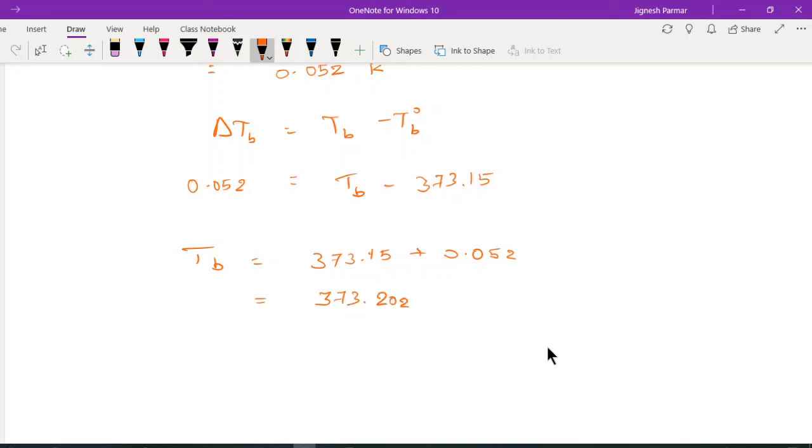So you get this answer: 373.202 Kelvin. This is the answer to your question. So this is the temperature at which the solution boils when you add 18 gram of glucose. Okay, so in the next session we will talk about depression in freezing point. Thank you.